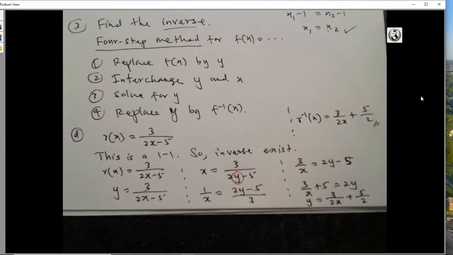So it's not that difficult, but there are certain steps that you have to do. That's how we do any problem like that. This is a 4-step method. So let's go to question number 4.